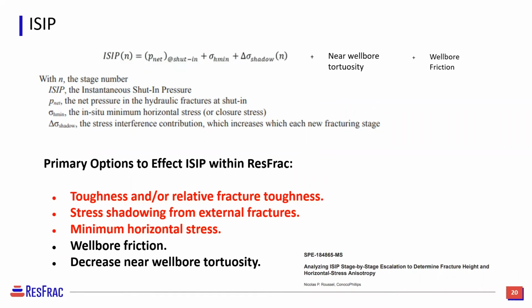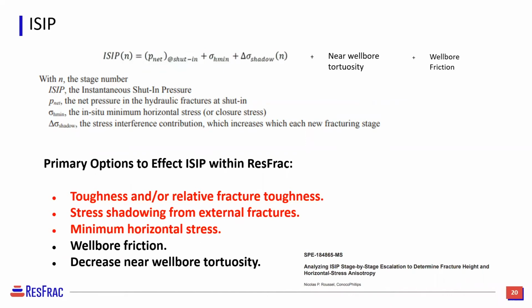In ResFrac, we calculate the stress shadowing, and we can actually introduce stress shadowing from external fractures. Well, if your ISIP is too high and you've got stress shadowing in there already, and you need to lower your ISIP, I would probably start by lowering the stress shadowing.